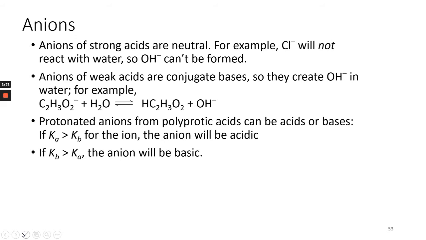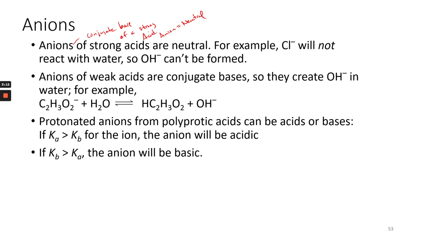Well, anions of strong acids will be neutral. For example, chloride will not react with water, so OH minus can't be formed. So if your anion is the conjugate base of a strong acid, then your anion is neutral.